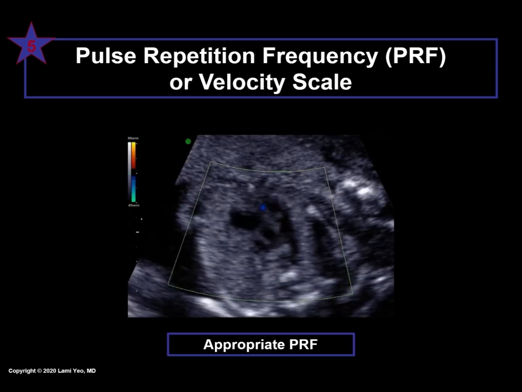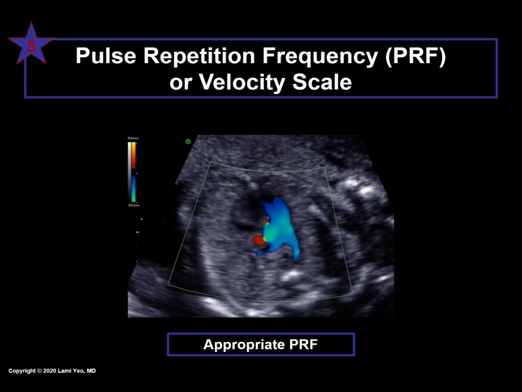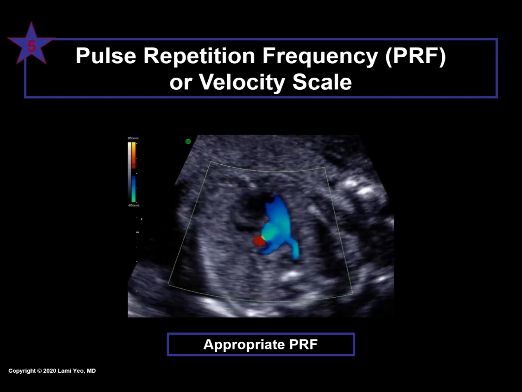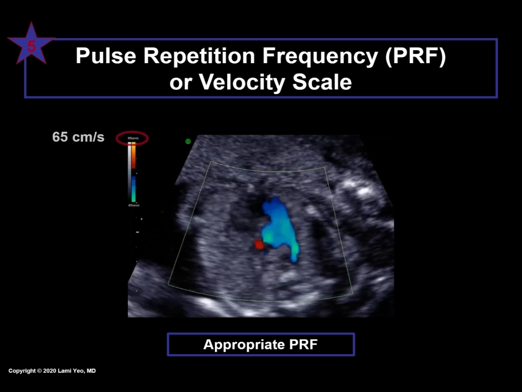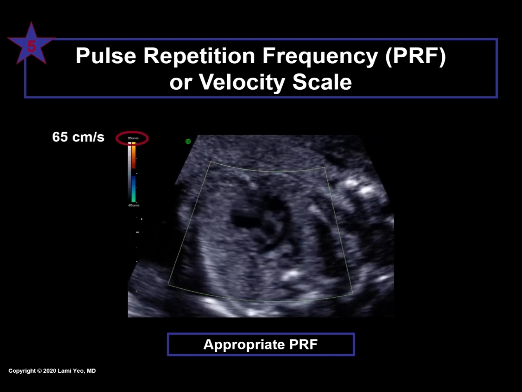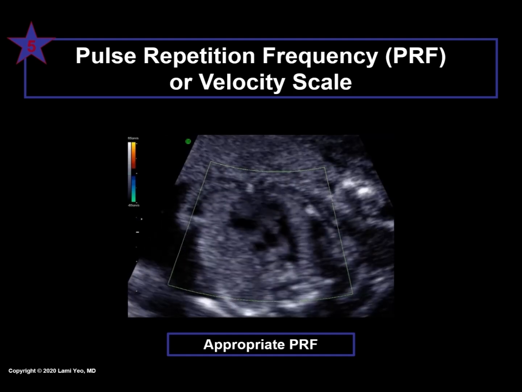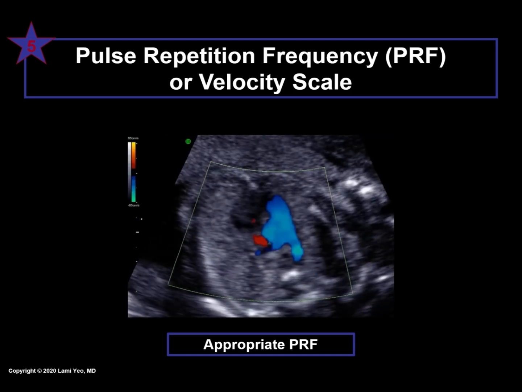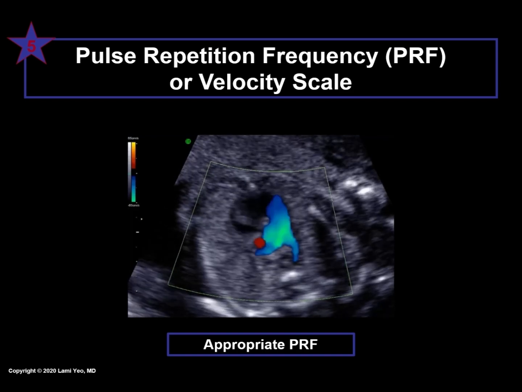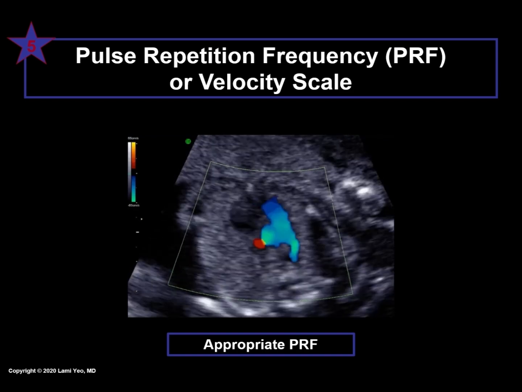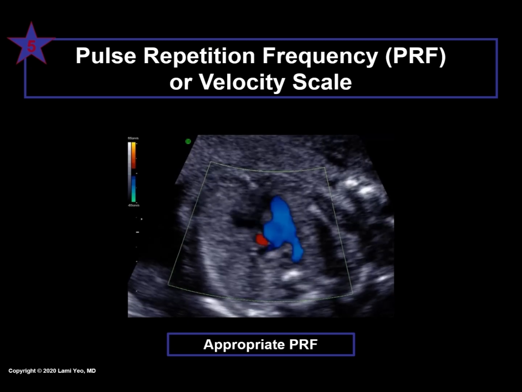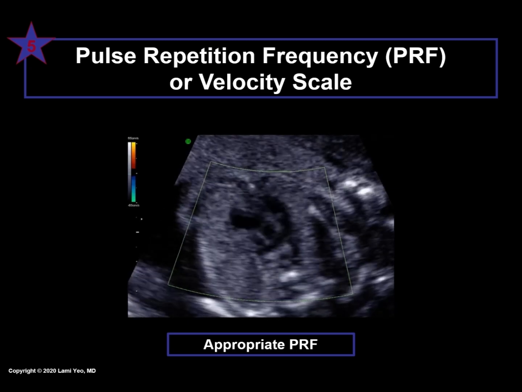In this short axis view of the great vessels, the PRF has been set appropriately for the flow velocities at 65 centimeters per second. This high PRF allows only high velocities to reach the transducer. Notice that there is a normal pattern and direction of blood flow in blue color through the main pulmonary artery, ductus arteriosus, and right pulmonary artery.